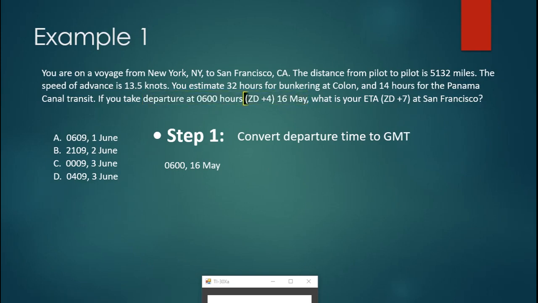So we're just going to take that +4 zone description and add it to our departure time. We'll get a Greenwich Mean Time of departure of 1000 hours on 16 May. And now we'll set that to the side because we'll use it in a few minutes.